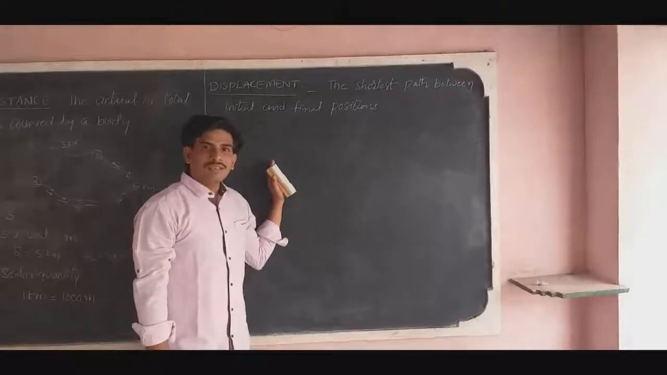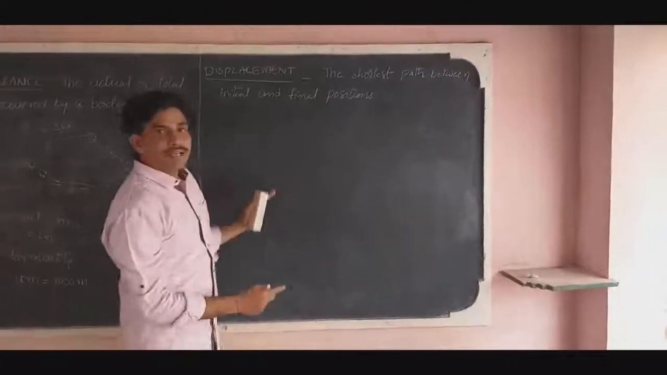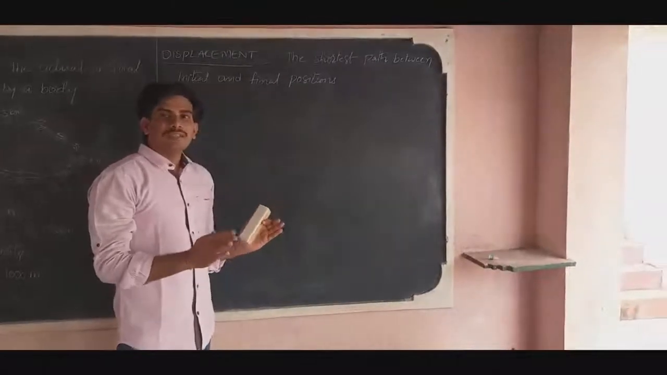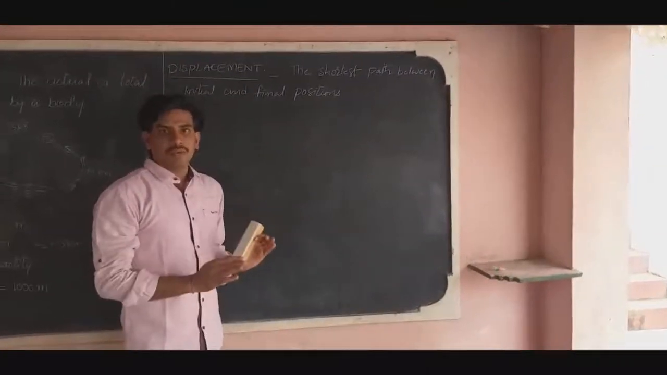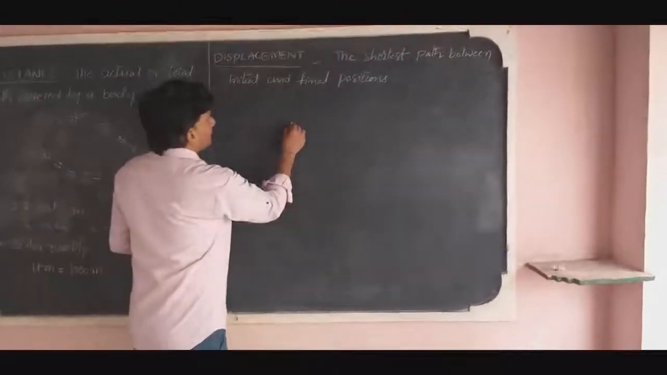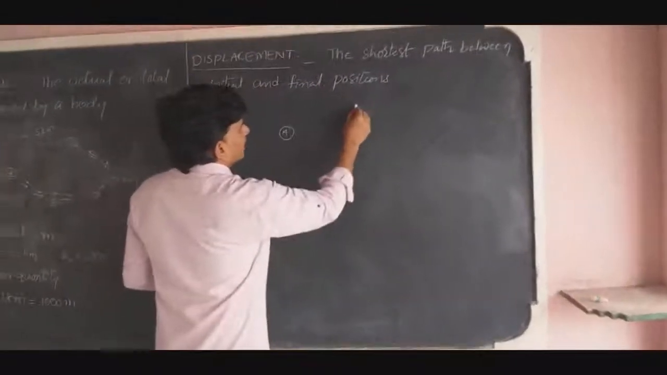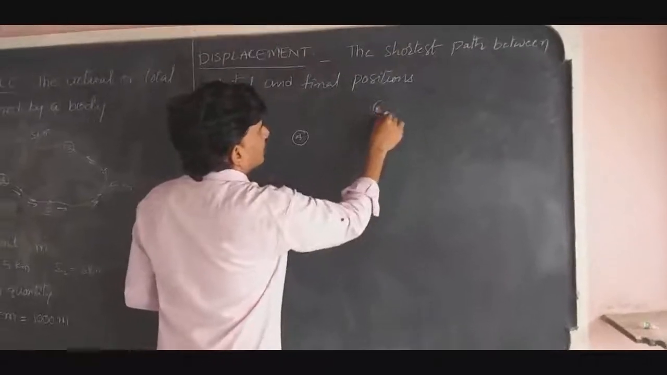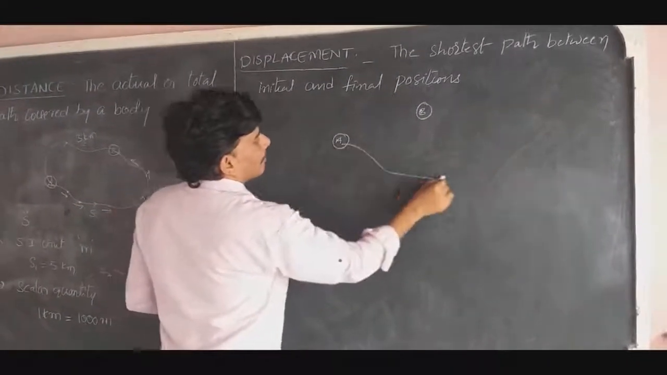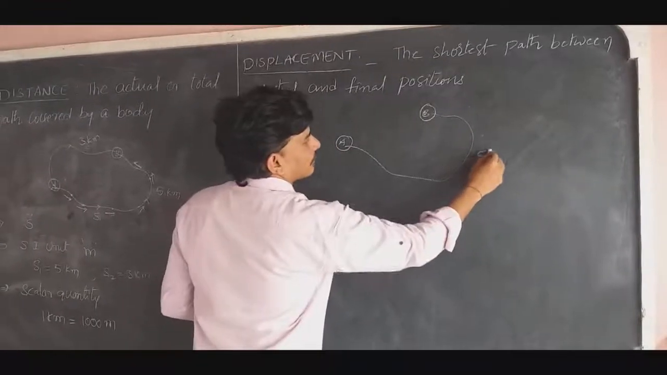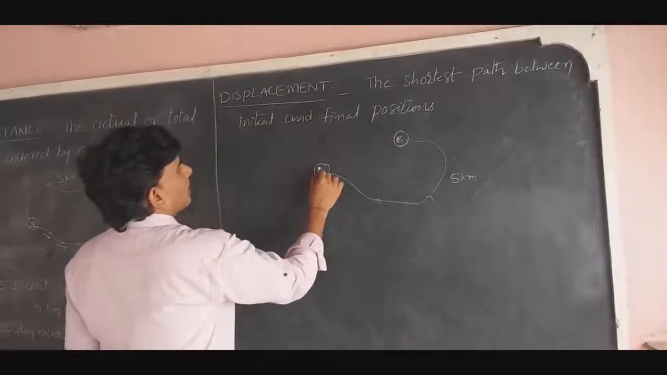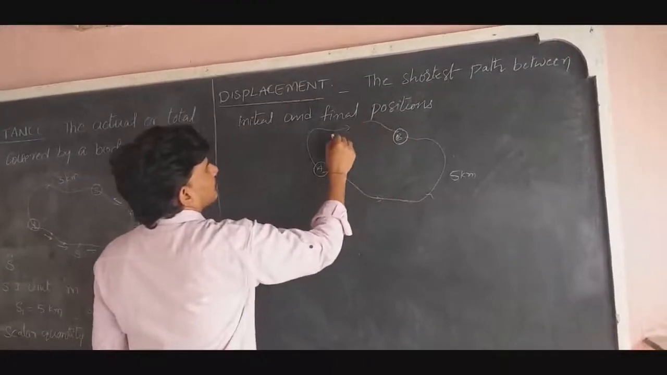Let's see what displacement is. Displacement is the shortest path or the shortest distance between the initial and final position. Take the same example as we discussed here. Let A be the initial position and B the final position. As we discussed, one object traveled in this direction, which we took as 5 kilometers, and one more object covered this direction, which we took as 3 kilometers.